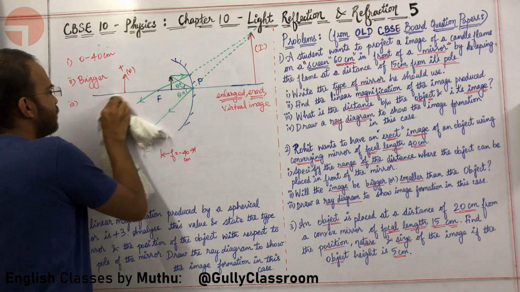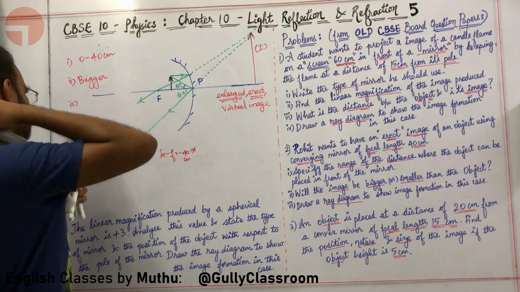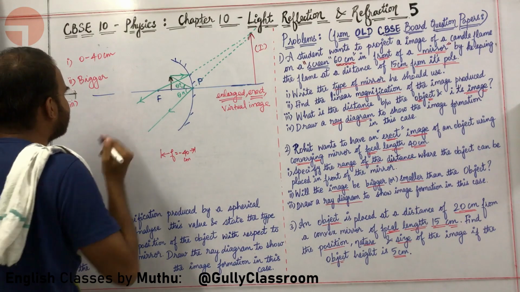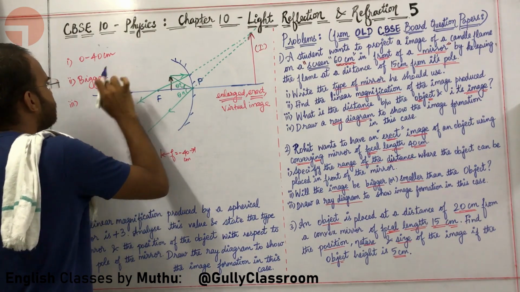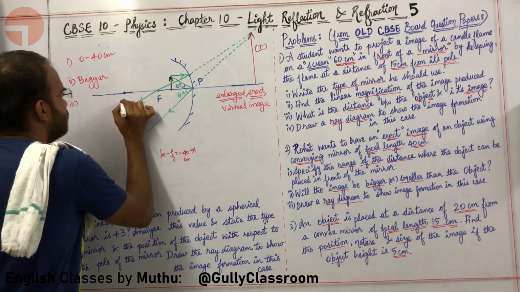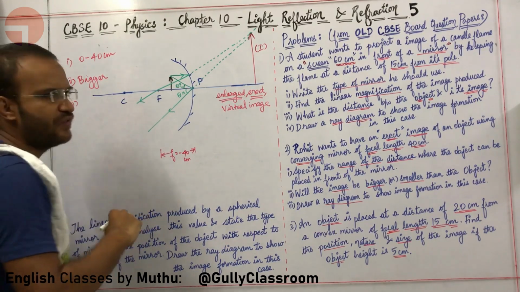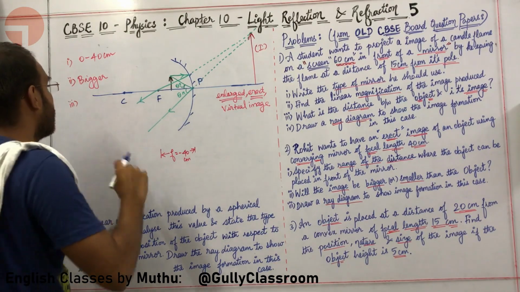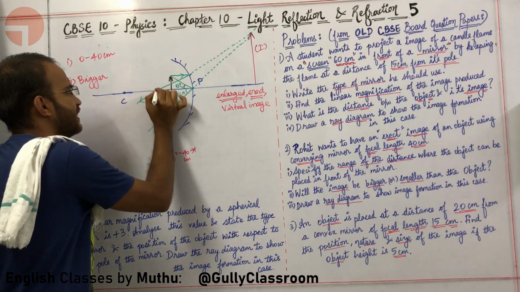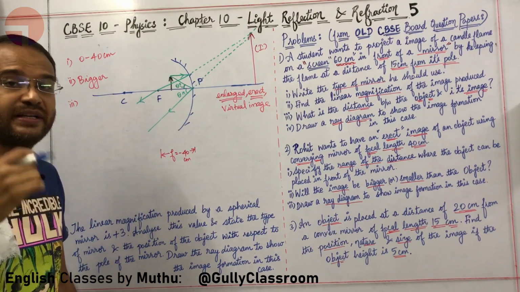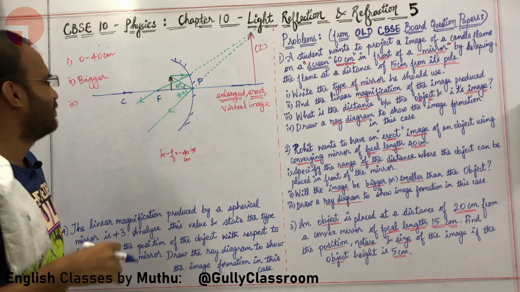If you are going to have an object which is beyond C, then automatically the image will be formed between C and F, and it will obviously be diminished, it will be smaller. What about at infinity? At infinity, since this is a converging mirror, all the light rays will be focused at F, and you will get a point, real, inverted image at F.